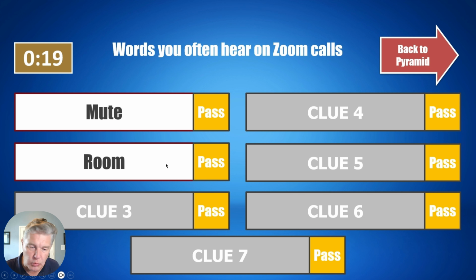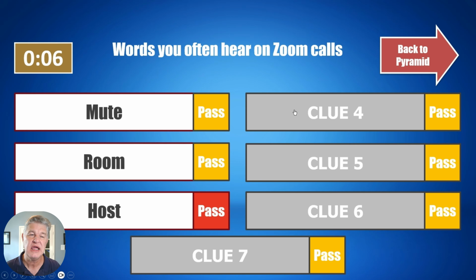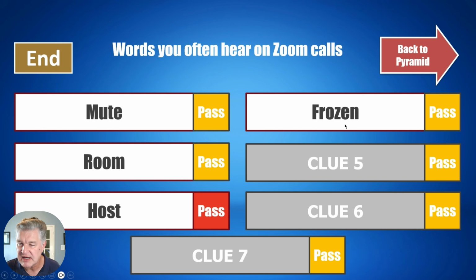Oh, and you can pass. So let's say they're struggling with the word host. They can click pass, and then that shows that one's been passed. We're moving on, and the next one's frozen. And there you go, and there's the buzzer. So if I ran out of time and we only got through 4 of them and 1 we had to pass, that's 3 points that this team just earned.